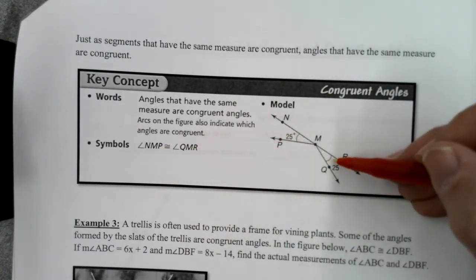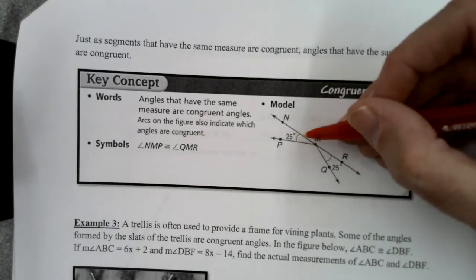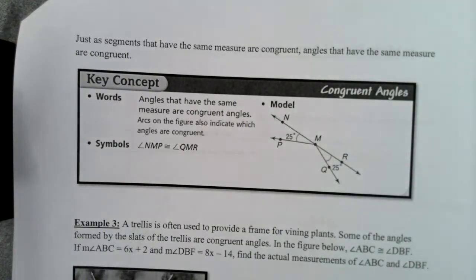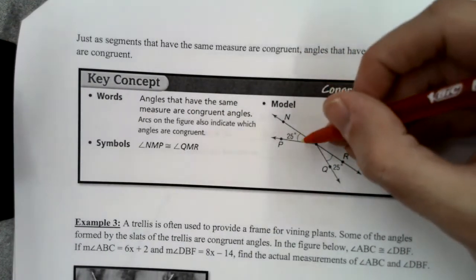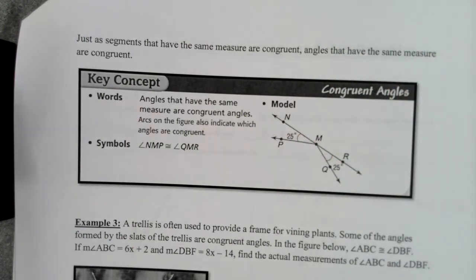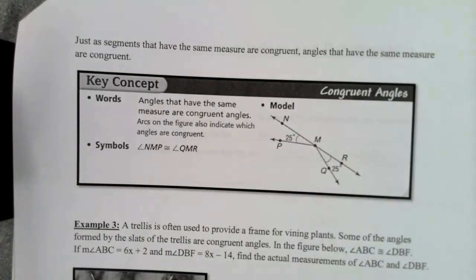And those will be labeled in diagrams if they're congruent with arcs. So for example, this angle has one arc on it, and this angle also has one arc on it. That means that they're congruent, okay? So if this angle had two arcs, and this angle had two arcs, that means that they're congruent. If this angle was labeled with 3 arcs, and this angle is also labeled with 3 arcs, that means that they're congruent, and so on.